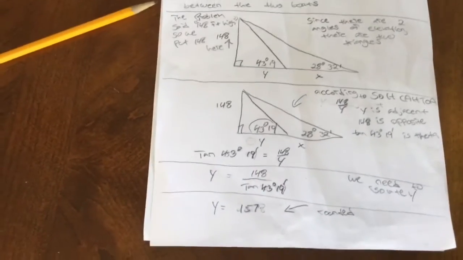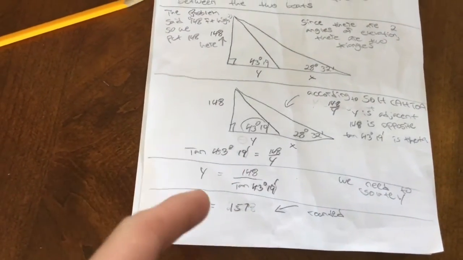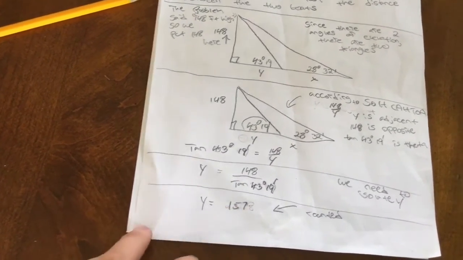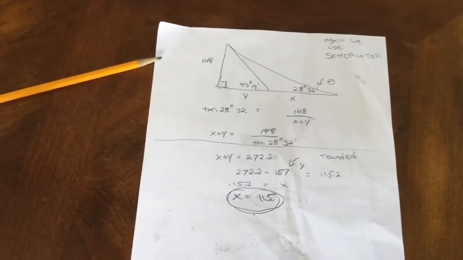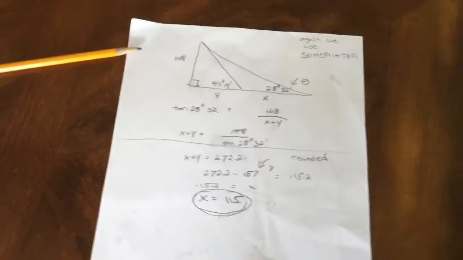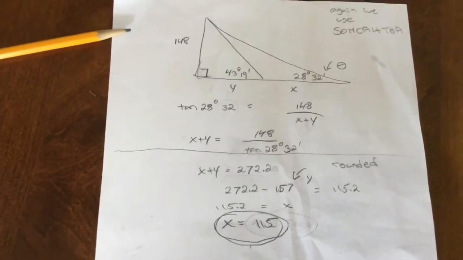We need to isolate y, but when we do that, we end up getting 148 divided by tan 43 degrees 19 minutes. In our calculators, we get an answer. We round that to 157. Moving on in the problem, we're going to solve for x now. But don't forget that we need to write it as x plus y, not just x.